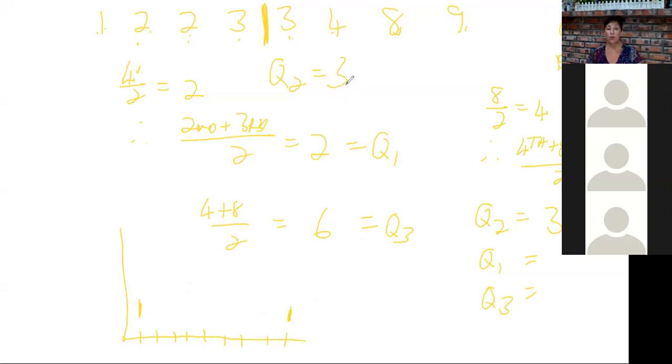And then your Q2 is 3, and your Q1 is 2. And Q3 is 6. 1, 2, 3, 4, 5, 6. And then you put the box around the middle 3. And then your whisker.